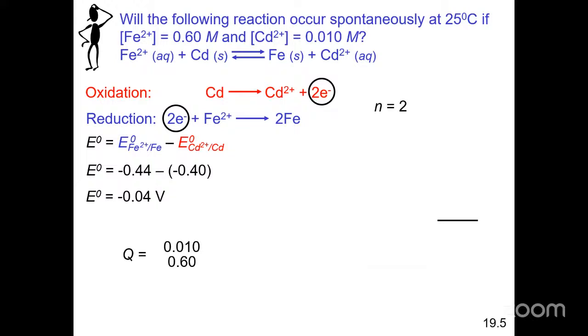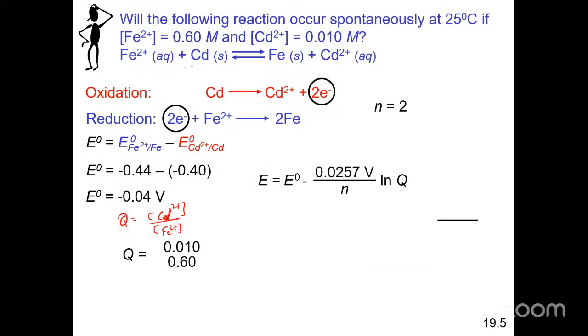Now that's the standard reduction potential, not the actual reduction potential. In order for us to calculate that, we need to determine what Q is first, right? Because this is the equation that we're going to use. So far, we have n, which is 2, and we have the standard EMF, which is minus 0.04 volts. So we need to find Q. So based on this equation here, Q would be equal to the concentration of the cadmium divided by the concentration of the Fe2 plus, all right? Unfortunately, I don't have that written here, so let me just put that here. Q would be equal to the concentration of the cadmium ion, Cd2 plus, divided by the concentration of the Fe2 plus, all right?